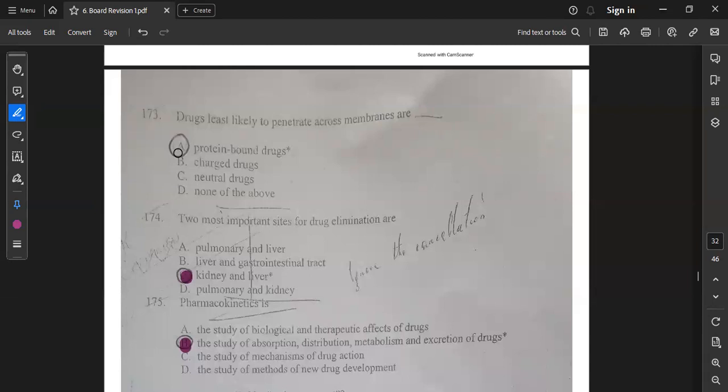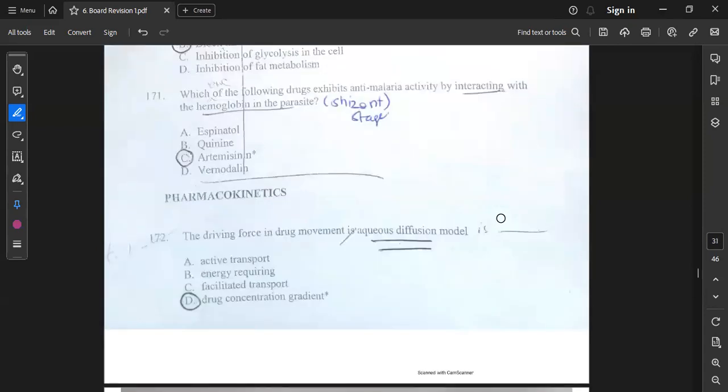Drugs least likely to penetrate across membranes are protein-bound drugs, charged drugs, neutral drugs, none of the above. We saw this before, protein-bound drugs, since as long as they're protein-bound, they cannot have any effect, and these proteins cannot cross any membrane. So protein-bound drugs. Does everybody agree with that?